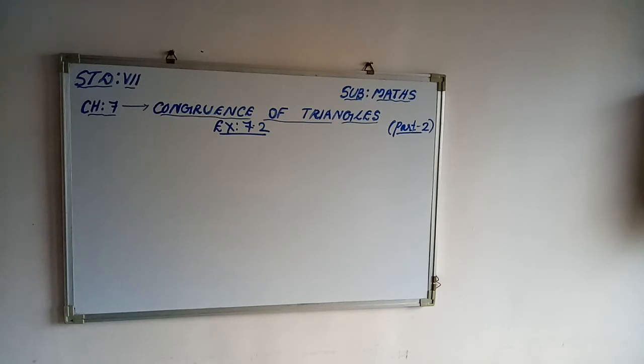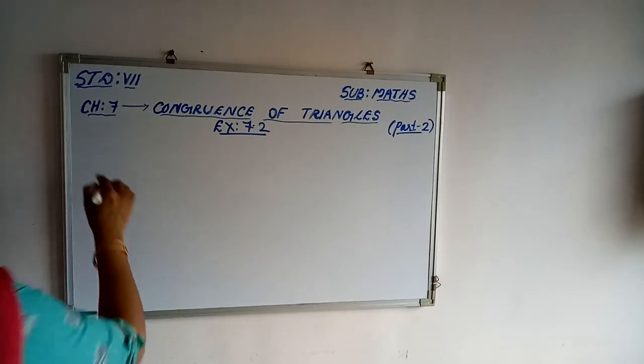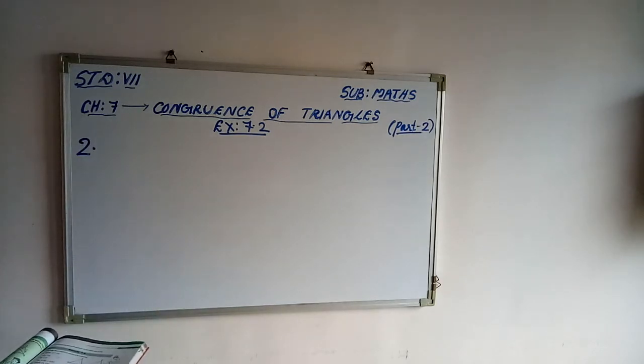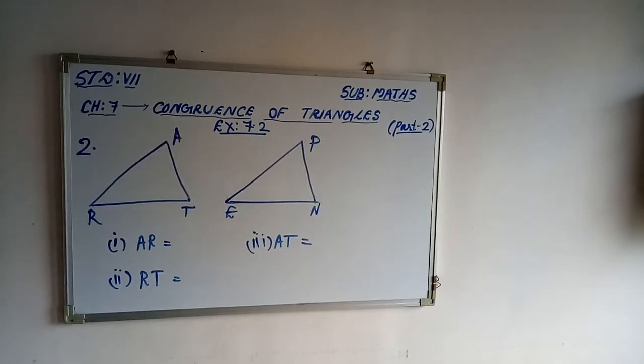So second question, in question 2, you want to show that triangle ART is congruent to triangle PEN. See, both the triangles are given in the question, triangle ART and triangle PEN. If you have to use the SSS criterion, then you need to show what is equal, that you have to write here. See here, second question. There are 2 triangles given, ART and PEN. The question is, suppose you have to use the SSS criterion. SSS criterion means you know that 3 sides have to be equal.